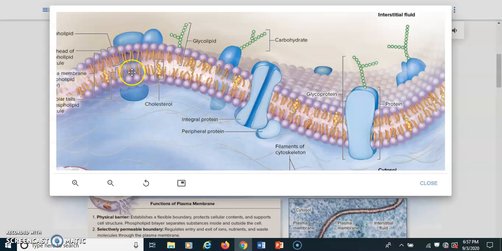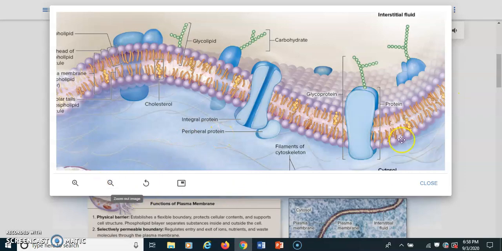So these blue structures that you see are representing proteins. So remember, proteins are very important in the body because they have so many functions. And so these proteins that you see that are embedded in the plasma or cell membrane, all will have different functions. And so you should be familiar with all the different ways that these proteins can function within the cell membrane or plasma membrane.